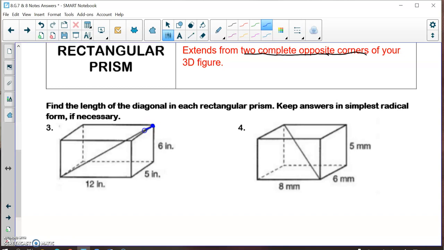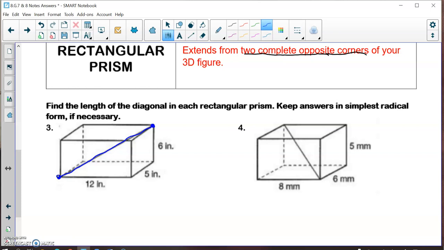So the diagonal goes through this rectangular prism and ends at the bottom, front, left of your prism. So it's complete opposite corners. Same thing with number 4.